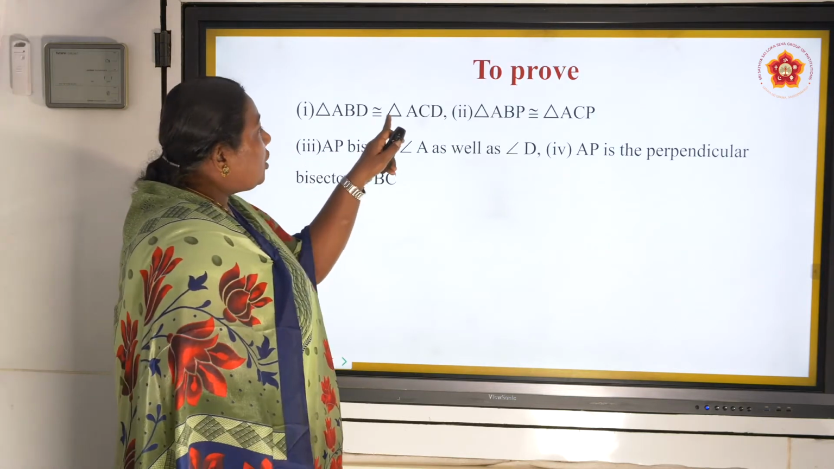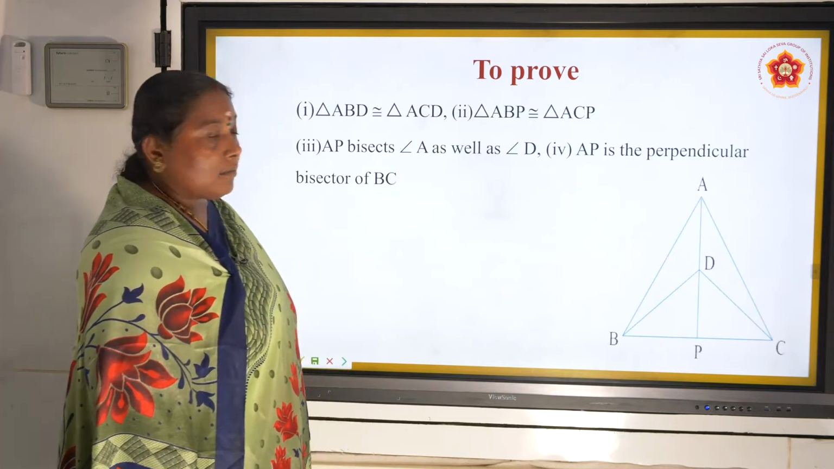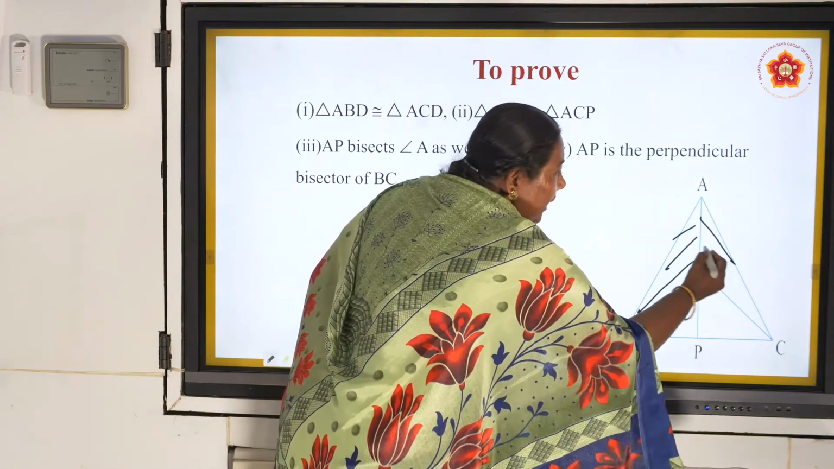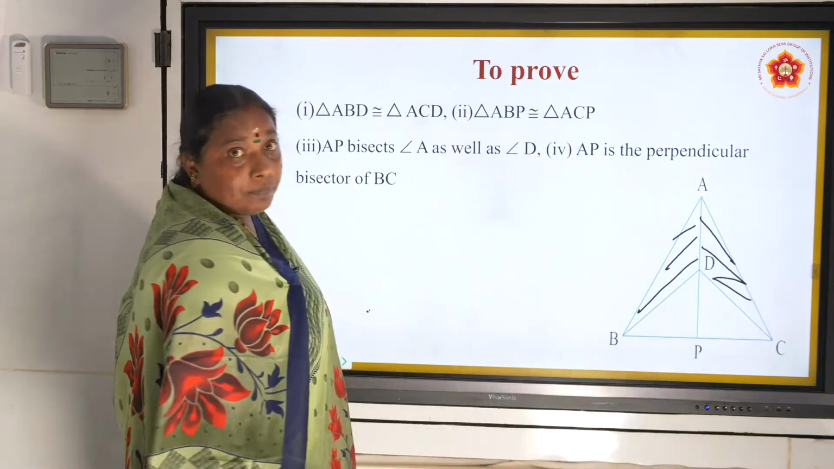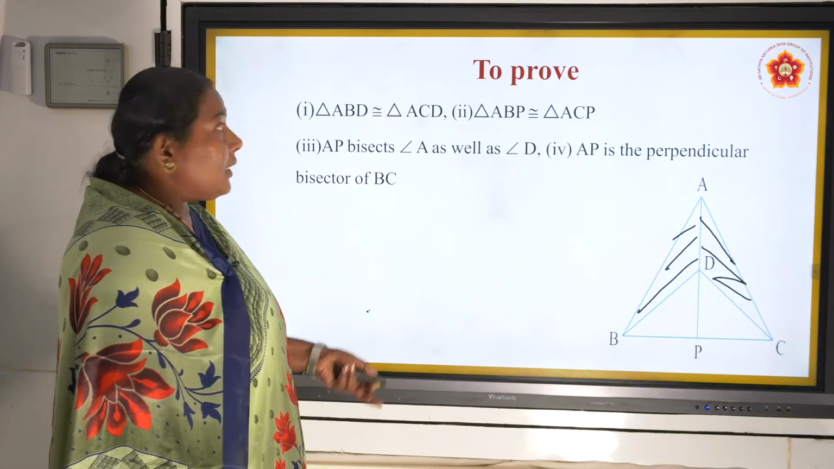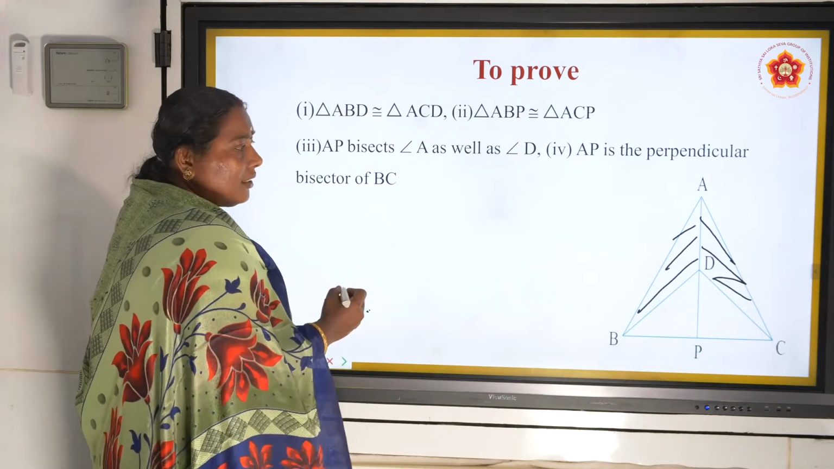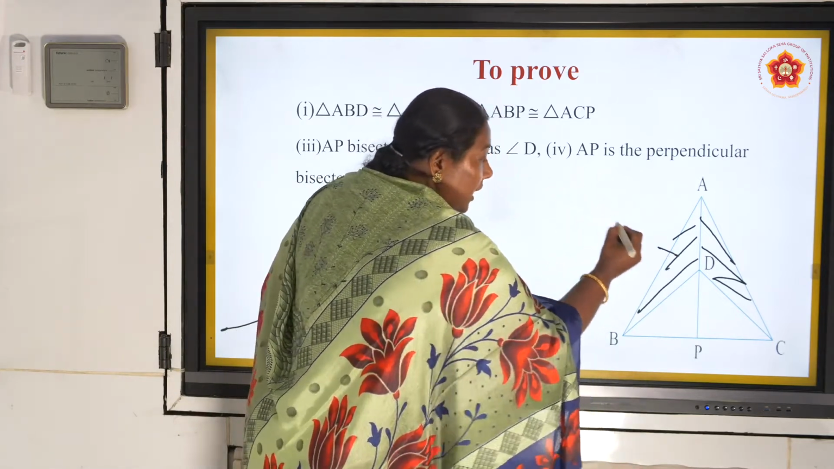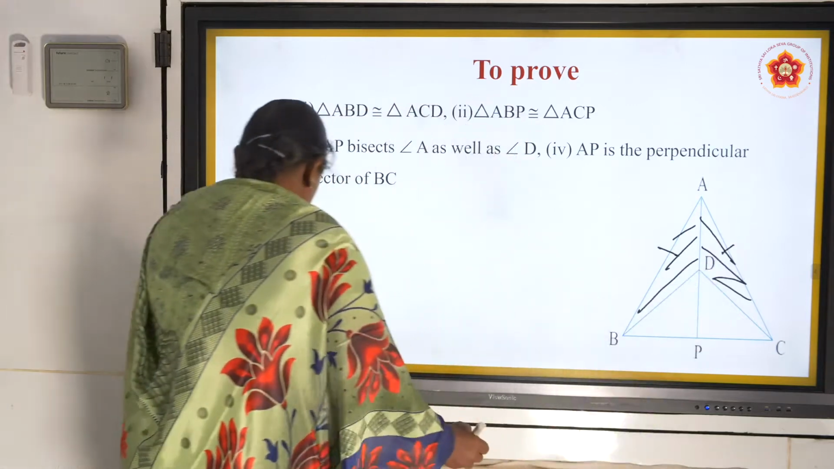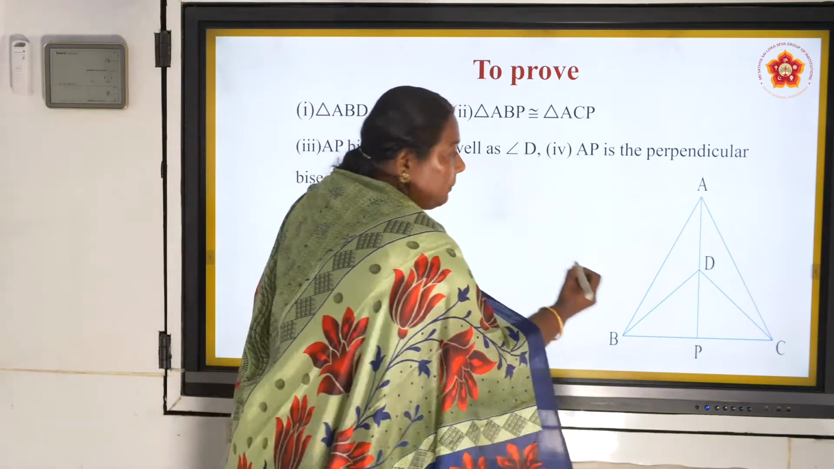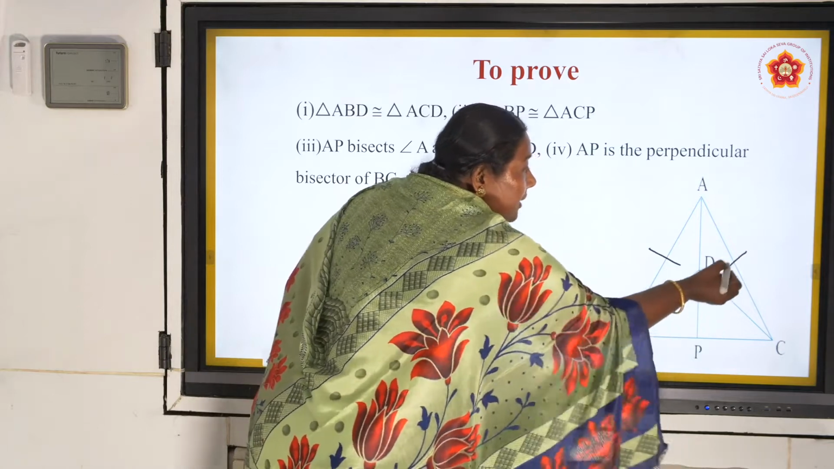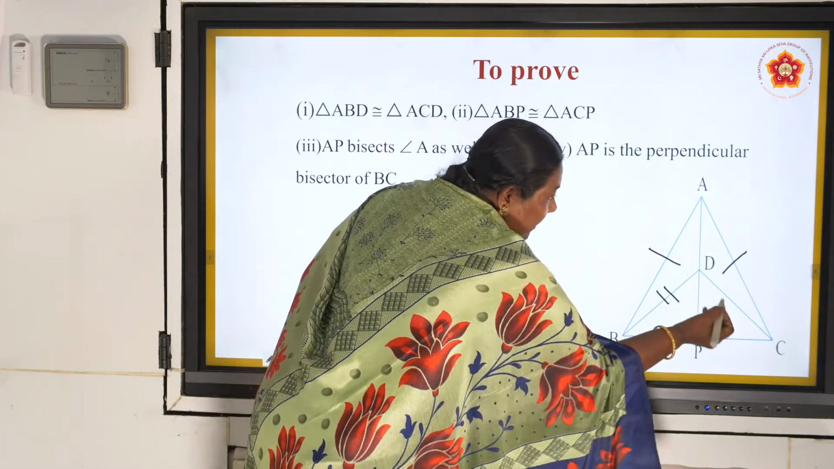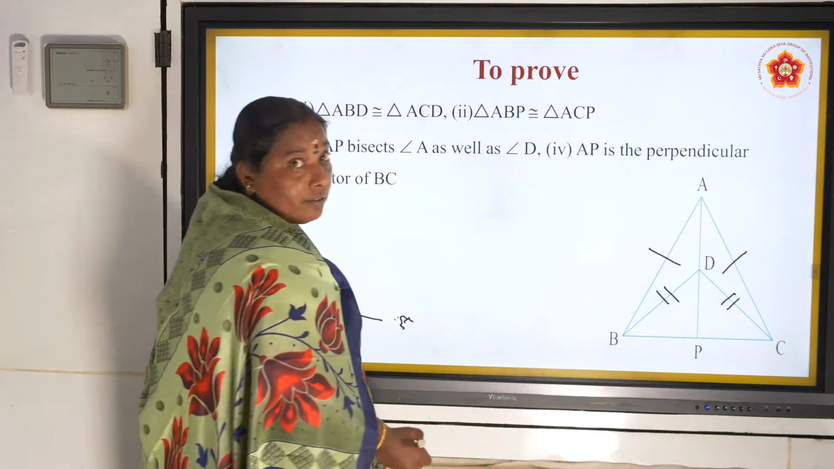Triangle ABD congruent to triangle ACD. Now already they have given that both the triangles are isosceles triangles. Isosceles triangles means in triangle ABC, AB is equal to AC, right? In triangle ABC, AB is equal to AC. In triangle DBC, BD is equal to CD, right?